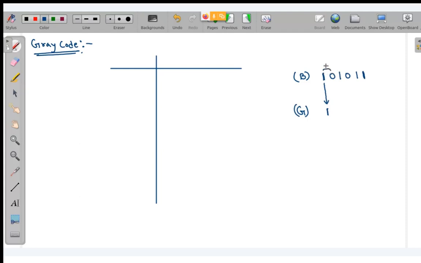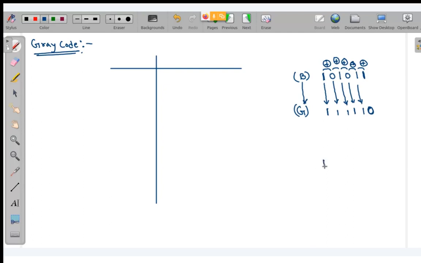So 1 XOR with 0, it will be 1. 0 XOR with 1, again this will be 1. 1 XOR with 0, this will be again 1. 0 XOR with 1, this will be again 1. And 1 XOR with 1, this will be 0. So this is the gray code equivalent of the binary string that has been given.